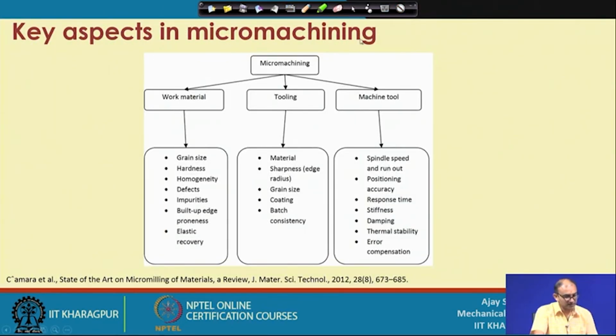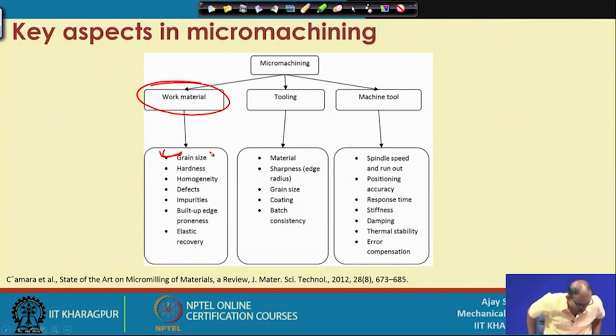So, what are the key aspects of machining? What we have learned is that we have three different areas by which we can monitor or understand something. First is the workpiece material, and we have seen the grain size is important, because the smaller the grain size, the easier it is to remove material, because the cutting tool will pass through the boundary of the grain. Hardness plays an important role, because with hardness you get a good surface, but your tool wear is very high. Homogeneity is important, so you will not get fluctuation of the forces.